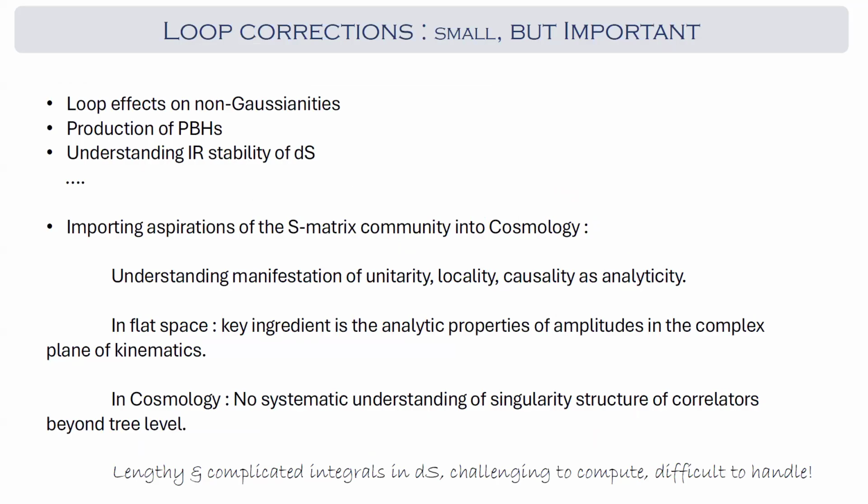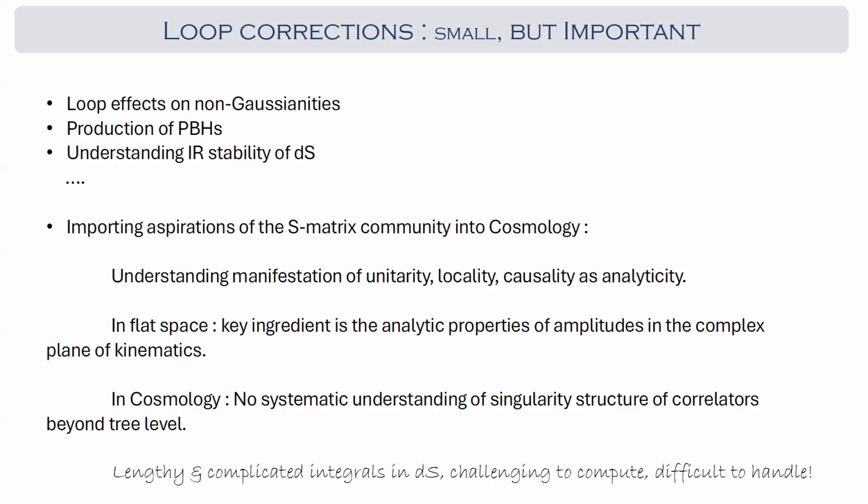Okay, so the moral of the story is that loop corrections are small, but they're important. Recently there's a rising interest in studying these loop corrections in various contexts: in the context of production of primordial black holes, understanding the stability of de Sitter, trusting tree-level predictions, robustness of tree-level predictions, and so on.